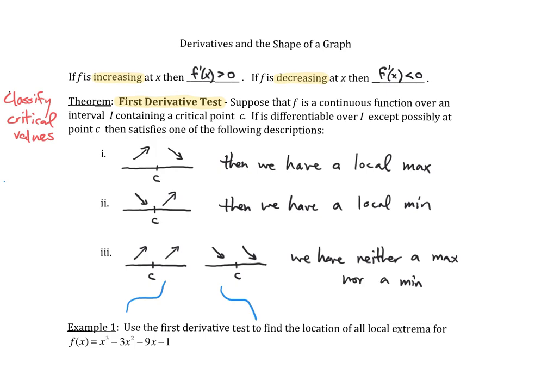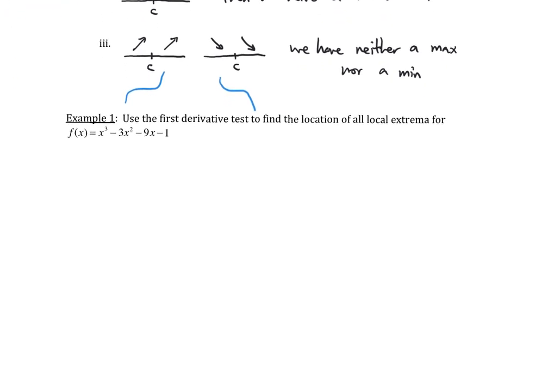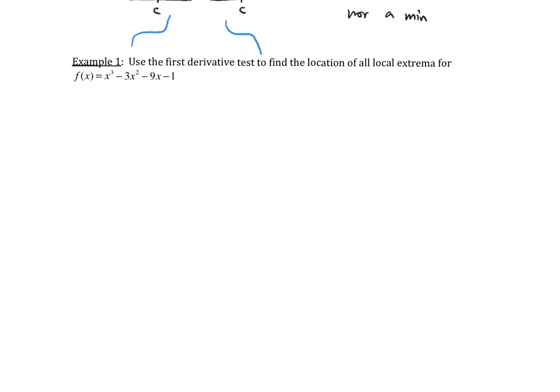So why don't we take a look at an example? Let's use the first derivative test to find the location of all extrema for f of x equal to x cubed minus 3x squared minus 9x minus 1. The first thing I want to notice is f is continuous since it's a polynomial. In fact, once I take the derivative, it'll be obvious that it's continuous. So let me take the derivative here. The derivative is 3x squared minus 6x minus 9.